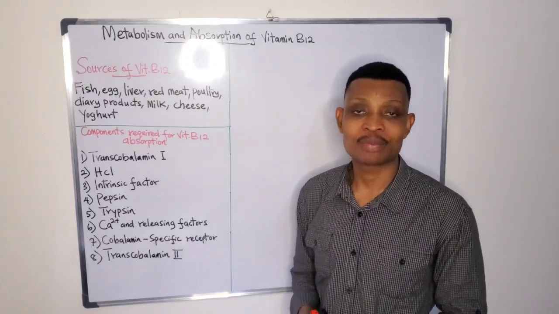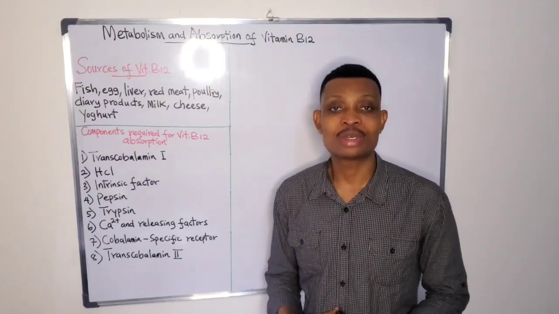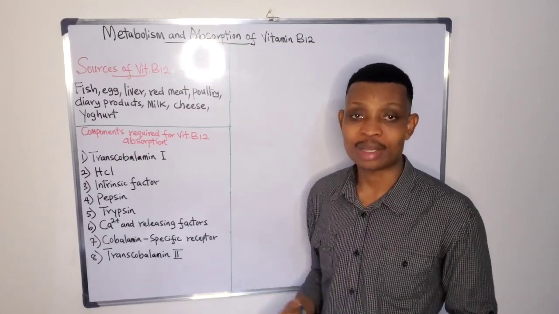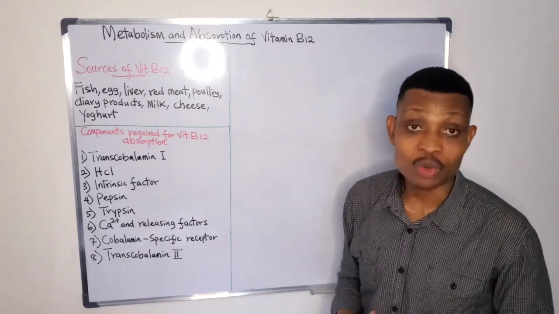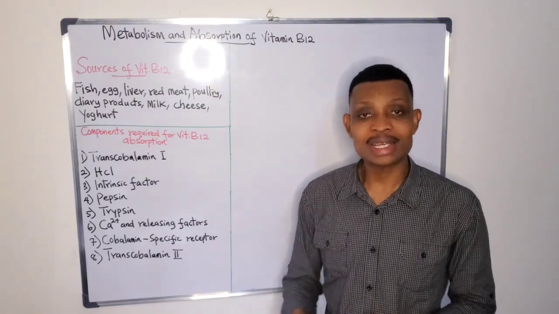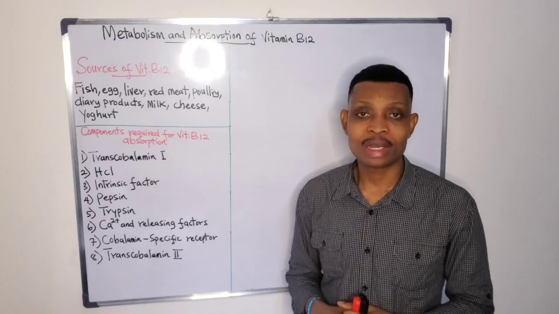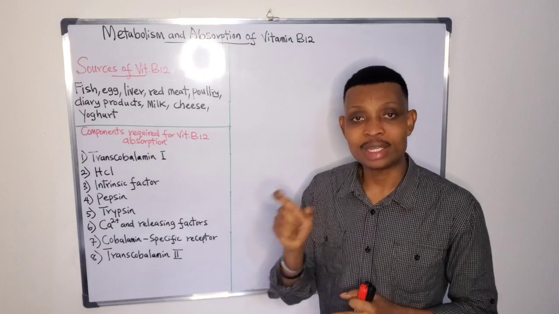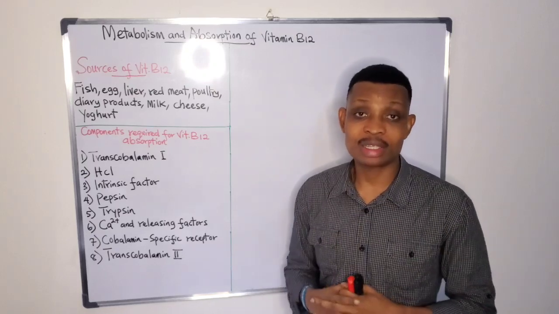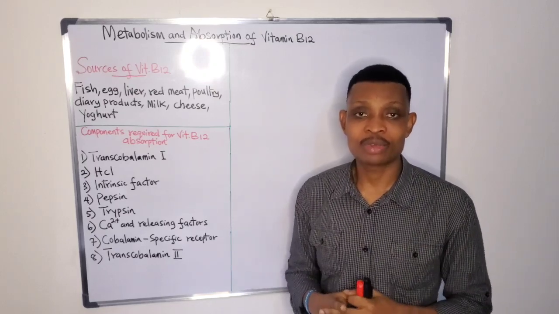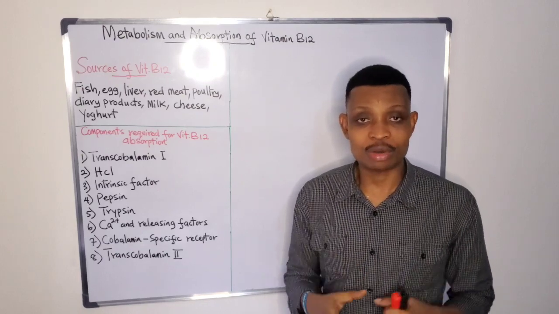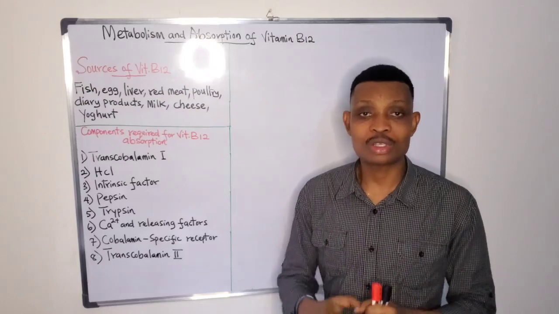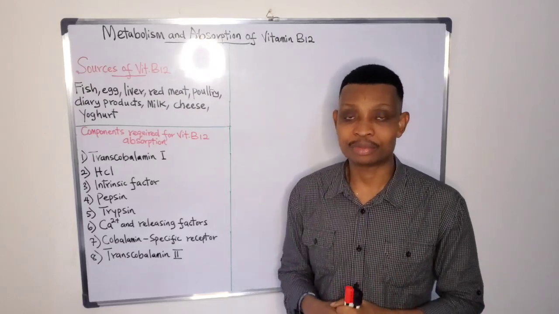Welcome to today's lecture. So today we'll be talking about metabolism and absorption of vitamin B12, also called cobalamin. Now, vitamin B12 is one of the water-soluble vitamins, but it has a unique characteristic, and that is the fact that its absorption is specific to the ileum. So the small intestine is divided into three segments: the duodenum, the jejunum, and the ileum. So cobalamin absorption occurs only at the ileum.